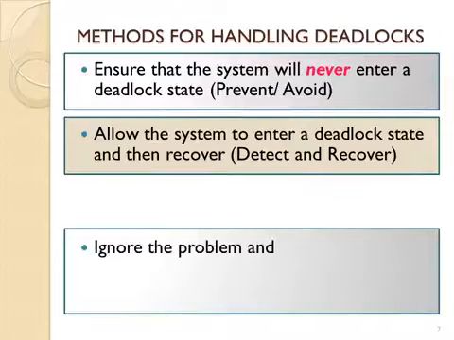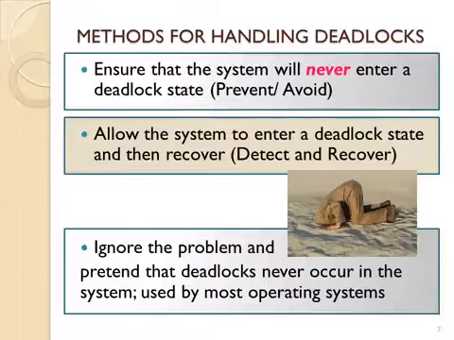And the third thing that most systems do, which is very common, is just ignore the problem like an ostrich and pretend that deadlocks never occur. And this is used by most operating systems because unless it's a hard real-time or critical system, the amount of overhead involved in trying to prevent or avoid deadlocks, or recover from deadlocks, is more work and more overhead on the system than just ignoring it and leaving it up to the application programmers or the user of the system to restart.